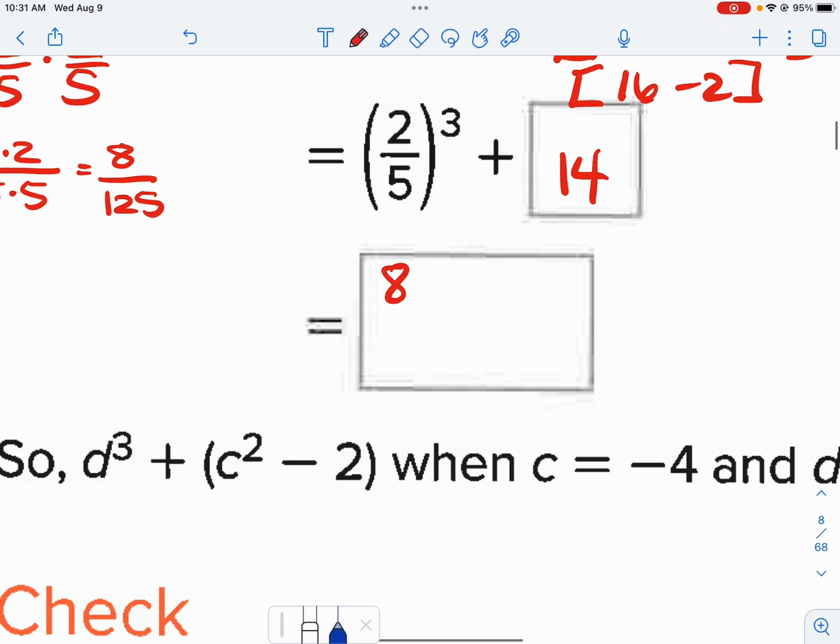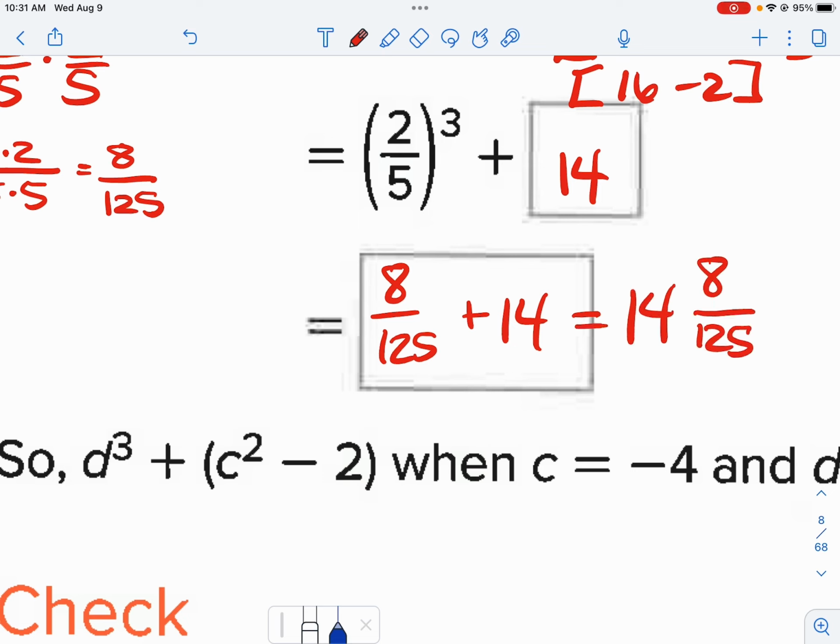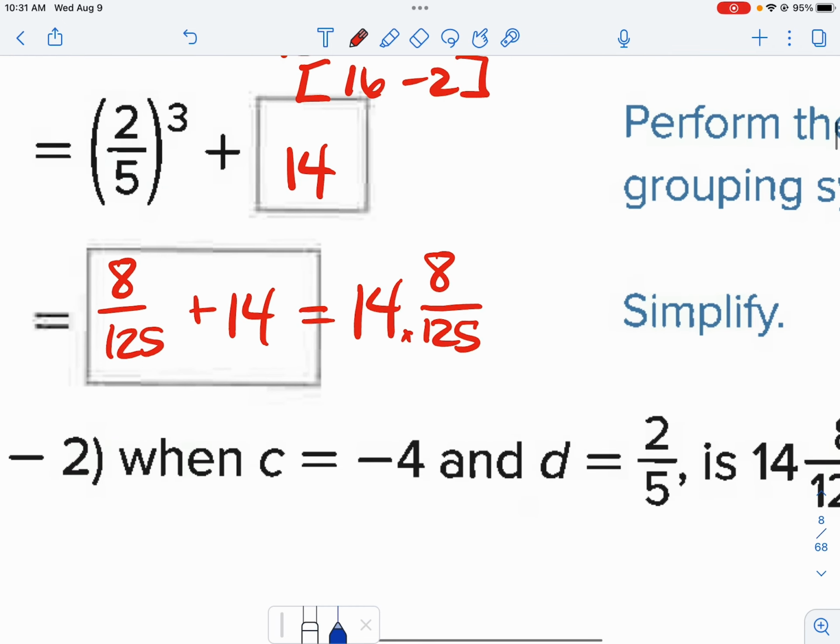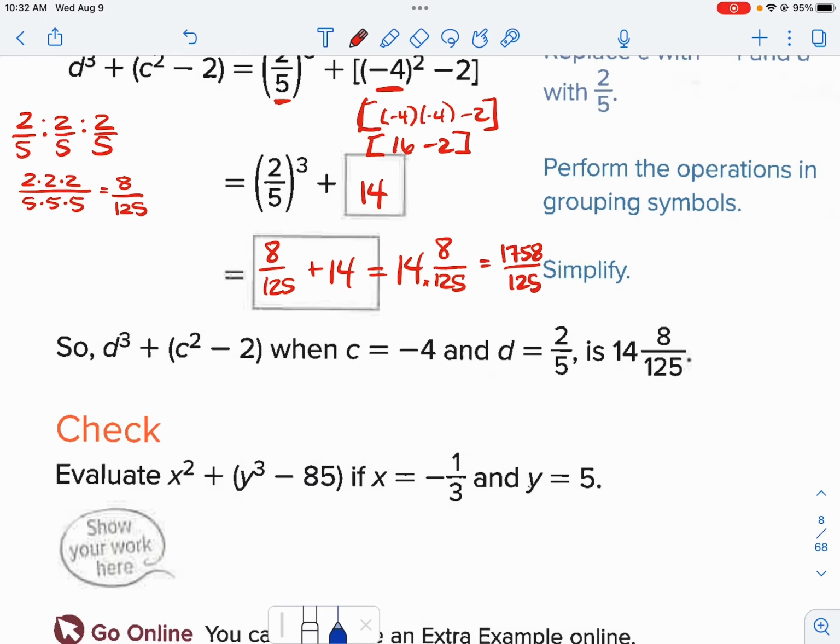So I have 8 over 125 plus 14. Now, again, I don't like to write it like this. I like to write it as an improper fraction. So I would multiply 14 times 125 and then add my 8. And I would get 1,758 over 125. But it's the same thing.